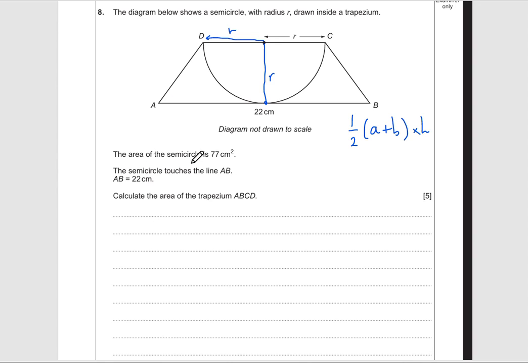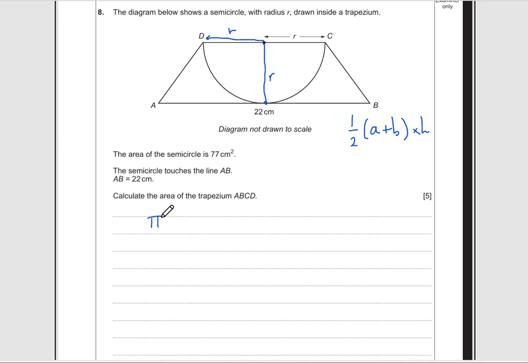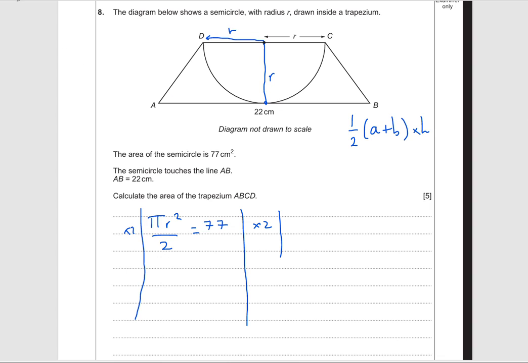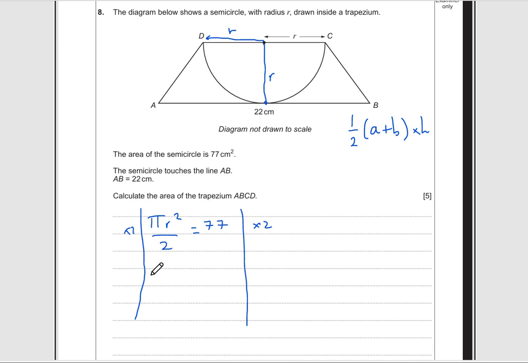So the area of the semicircle is 77 centimeters squared. So area of a circle, pi r squared. It's a semicircle, so we'd need to divide that by 2, and that's equal to 77. Okay. So let's get rid of this fraction. Let's multiply by 2. And what we need, pi r squared here is going to be equal to 154.